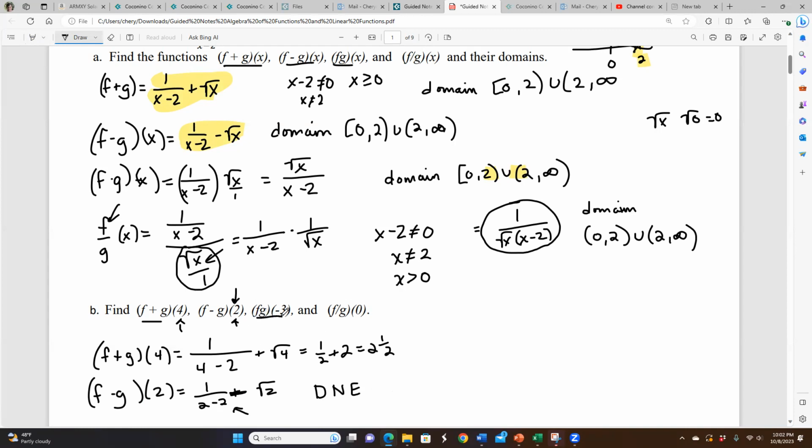The third one it wants us to find is f times g of 3. Here's my f times g function. I'm sorry, negative 3. But that's not in our domain either because the lowest value in our domain is 0. If we tried to do this, we'd have the square root of negative 3 over negative 3 minus 2. This would be our f divided by g of negative 3. But we can't have that because you can't have a negative under the square root. So this is a non-real solution.